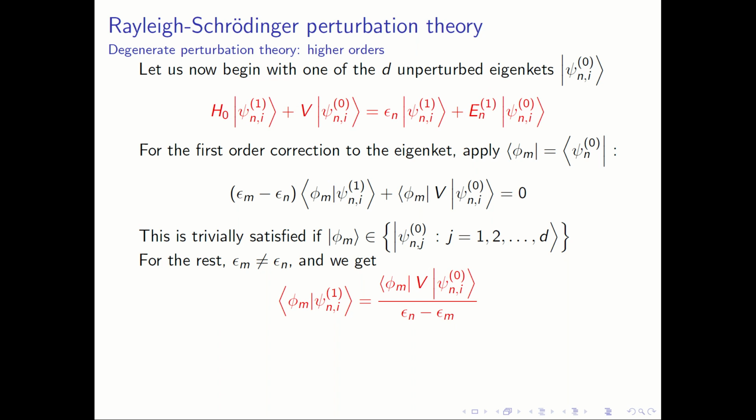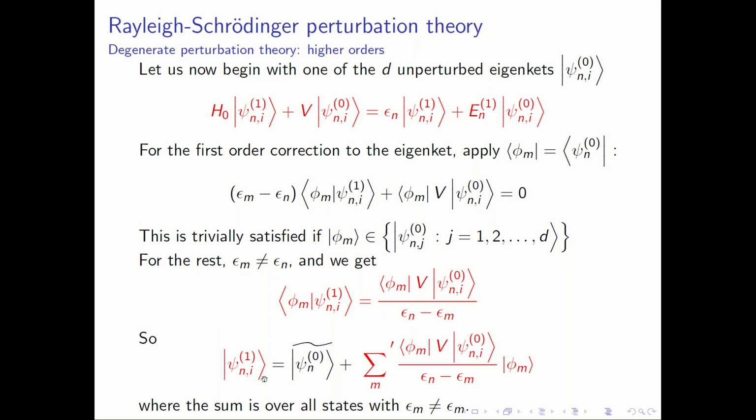The only difference is, in the non-degenerate case, we could find the projection for all states other than the nth. Here we can find the projection for all states except for the ones which are in the same degenerate eigenspace to begin with, which is of course a very good thing, because this denominator epsilon n minus epsilon m would have been a dangerous thing to divide by if we were in the same eigenspace. Then of course it would have been 0 and you couldn't have divided by it.